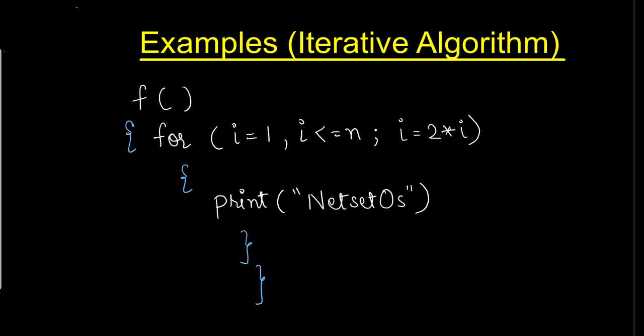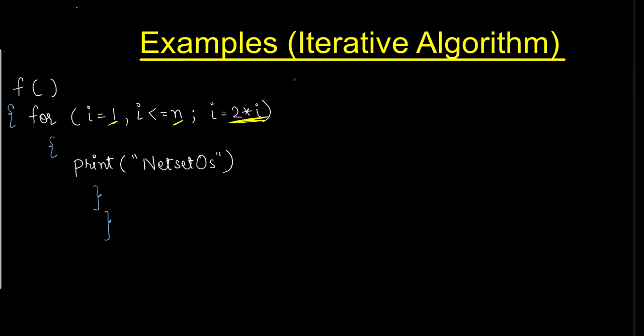Now let's begin with the next kind of problem where I is starting from 1 up till n times, and here we have 2 into I. That means if we are starting from 1, then 2 into 1 will be 2, then 2 into 2 is 4, then 2 into 4 will be 8, then 2 into 8 will be 16. Almost 2 to the power. So how can we analyze this kind of problem? Let's shift a little bit so that we can analyze it better.